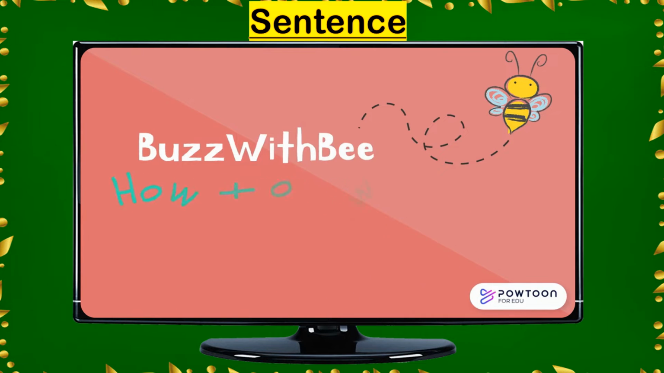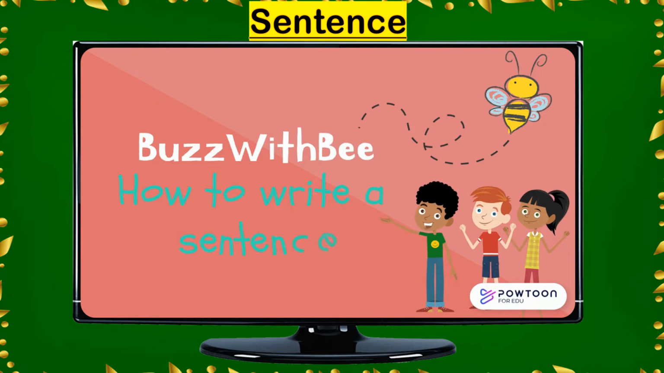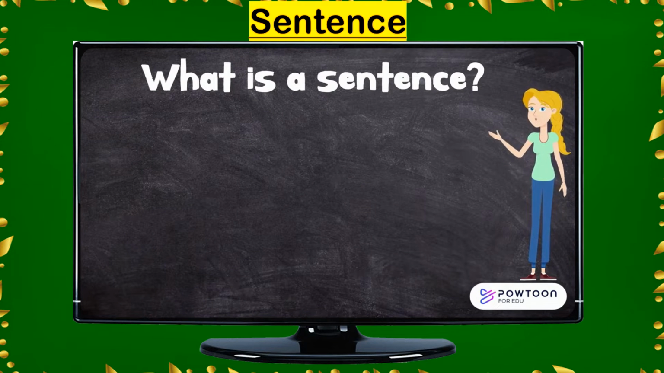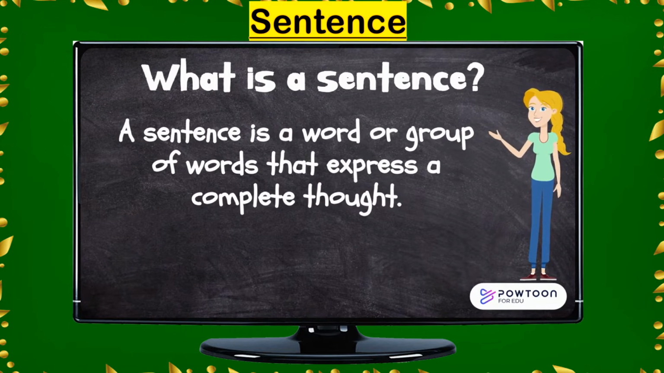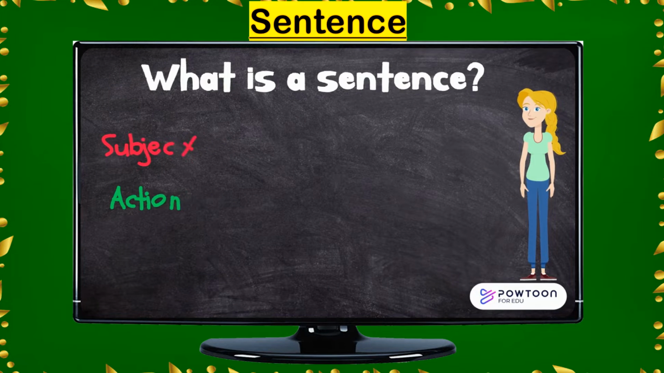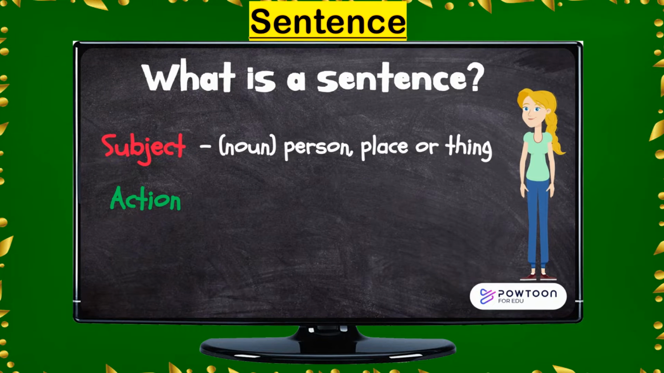Buzz with B. How to write a sentence. So, what is a sentence? A sentence is a word or group of words which expresses a complete thought. A sentence has to include 2 things: a subject, person, place, or thing, and an action, a doing word.